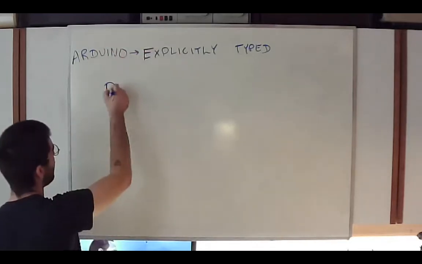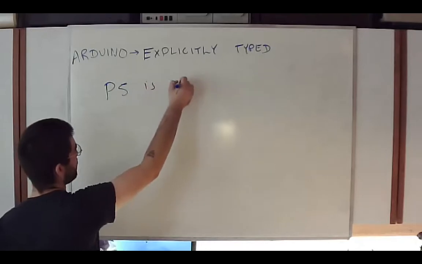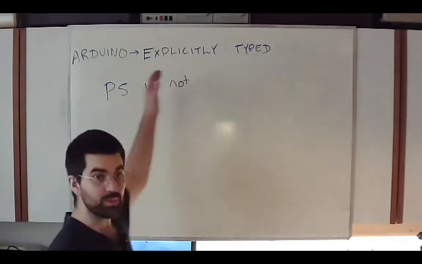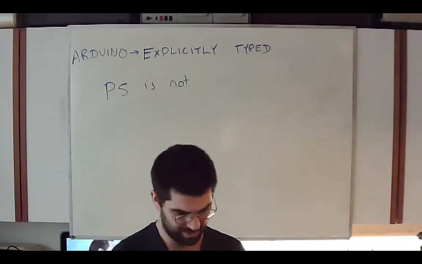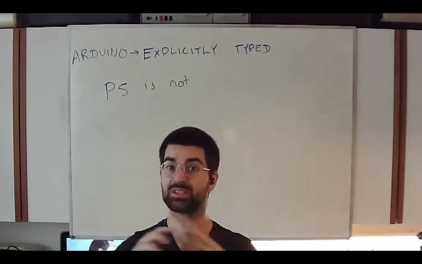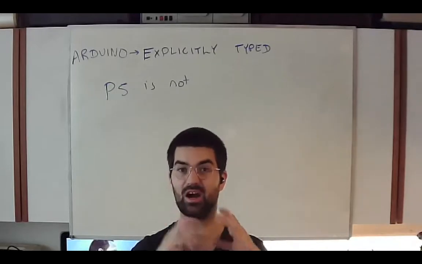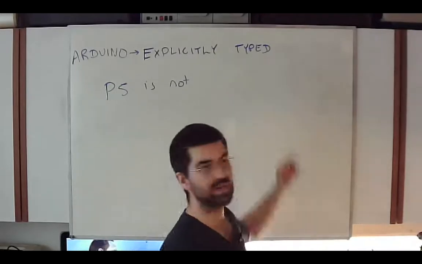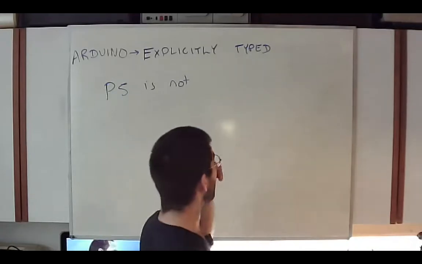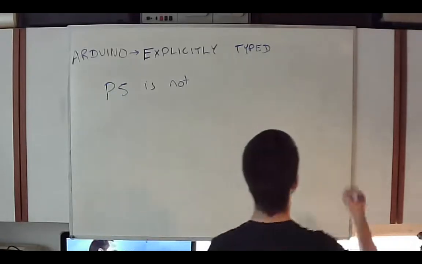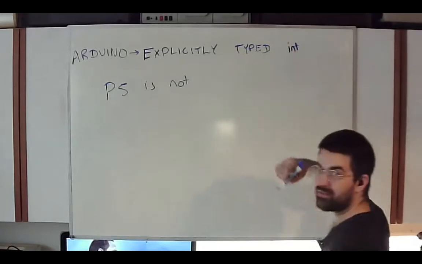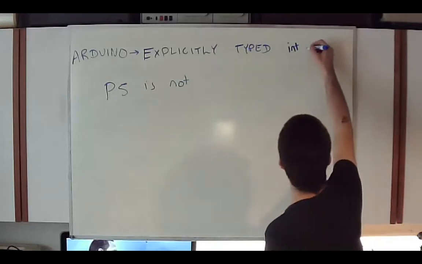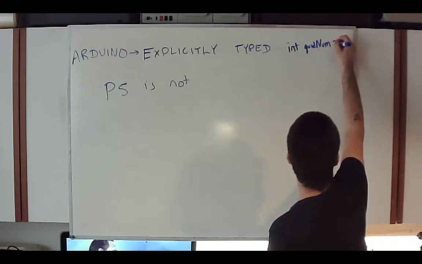But P5 is not. And so explicitly typed means, so explicit means it's very plain as day, made clear, said plainly and concretely. And typed, we mean the data type. So if I wanted to have an integer in Arduino, I would have to say int, and then I would have a variable name. So let's just say quad num equals 1.